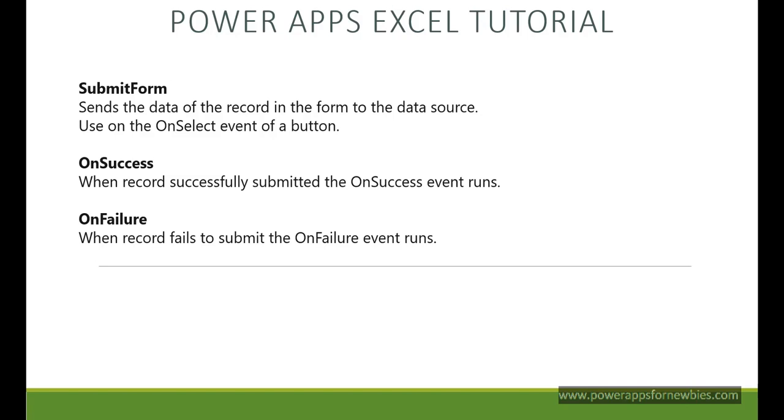OnSuccess. When a record is successfully submitted, the onSuccess event fires. And this is where we can write some code to say that the record has been saved successfully. You've also got an onFailure event, so when the record fails to submit, this event is going to fire, and in here we can write some code as well to say that the record failed.